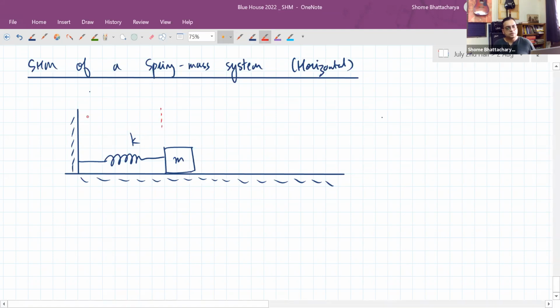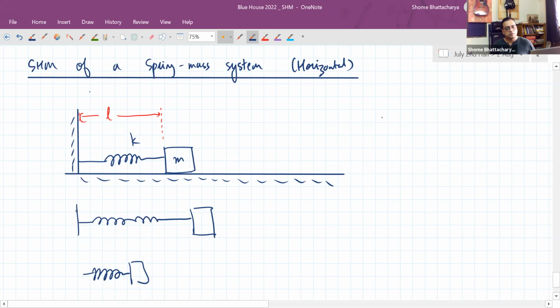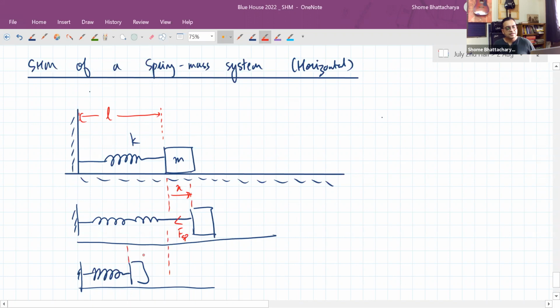So if this is the natural length of the spring, then we can see that on either side, if we either extend the spring or we compress the spring in comparison to its natural length, it will create a restorative force which is proportional to displacement. So here, if the block is given a positive displacement, then it experiences a spring force in the negative direction. And similarly here, if it is given a negative displacement, then it experiences a positive force. So in either case, the spring force is equal to minus kx.